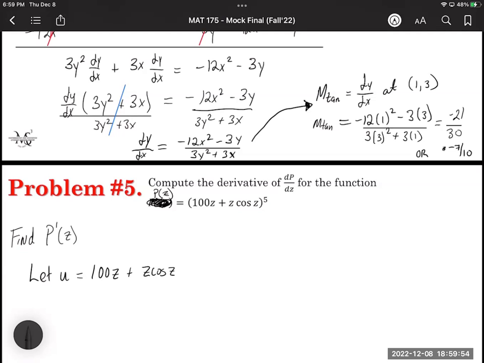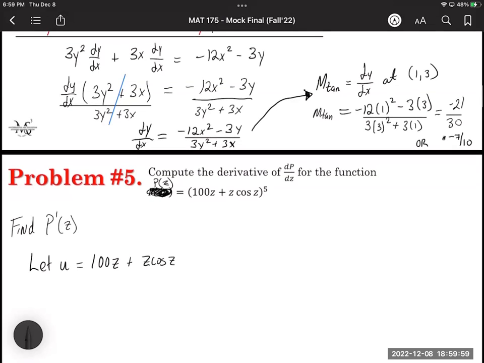Okay, so we let u be 100z plus z times cosine of z. And now what I'm going to do is rewrite, you see, the function p, by the way, was in terms of z. I'm going to rewrite it in terms of u. So if we let u be 100z plus z cosine of z, then p of u should be, well, everything that was inside of the parentheses is getting replaced by u. So the only thing that remained from the original function was the power of 5. So you have u to the 5th.